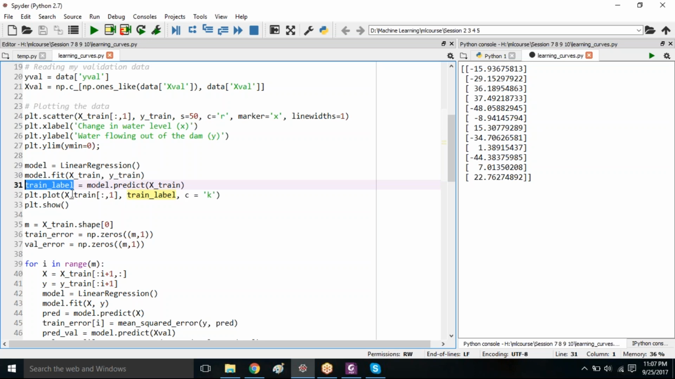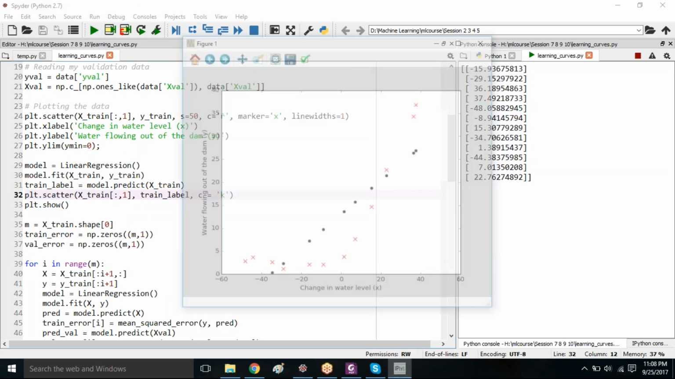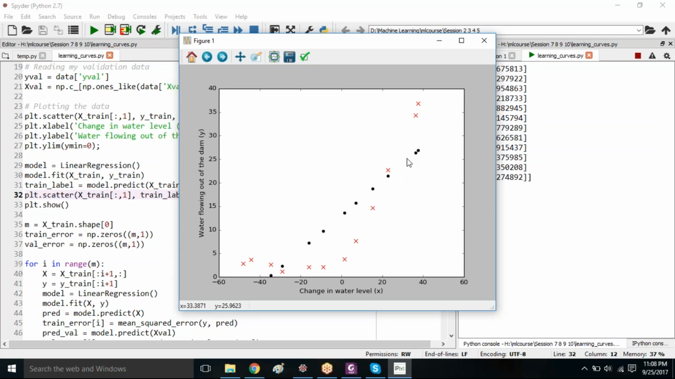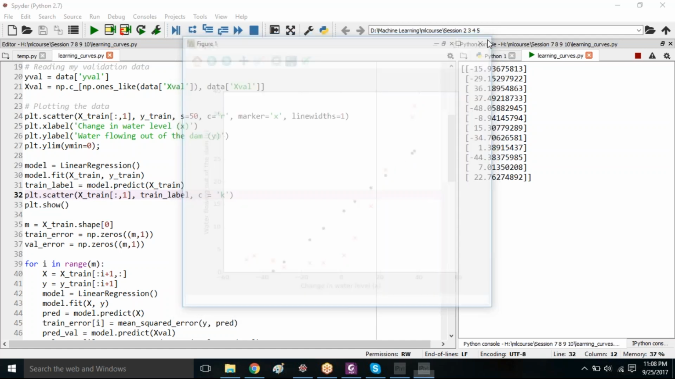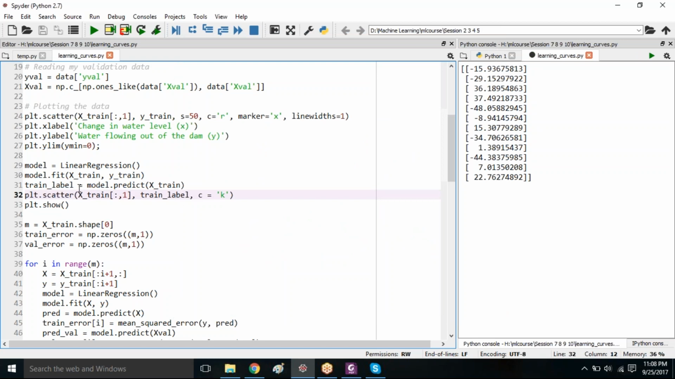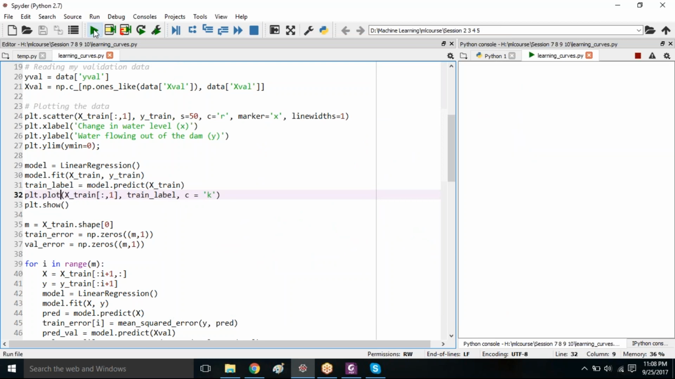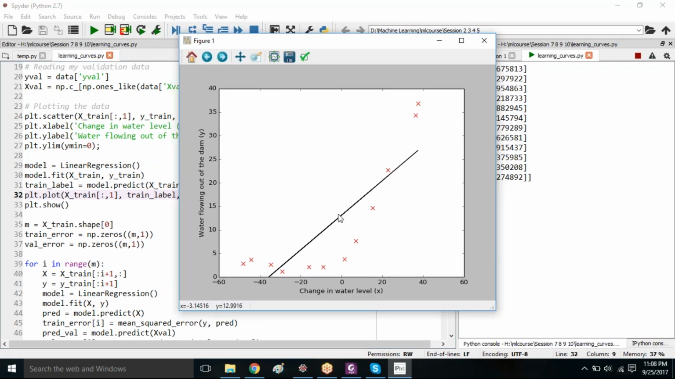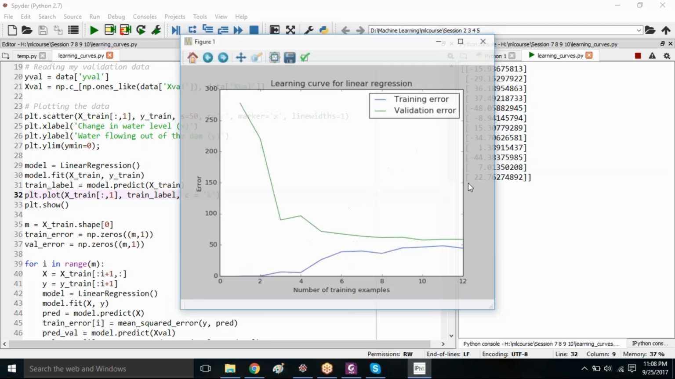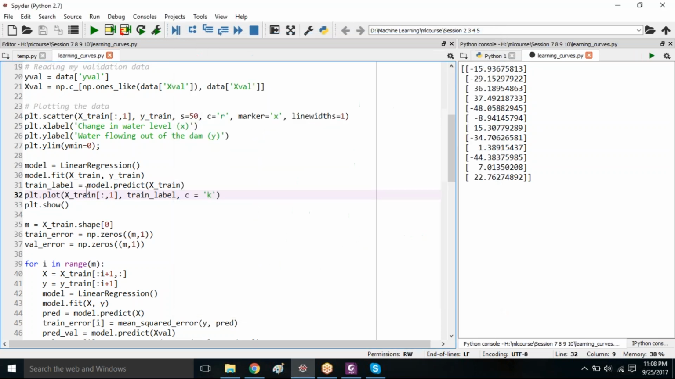If you remember, if I do a scatter, the predicted values will give you a line like this. If you plot it, it will join those points and give you the line. See this line, how is it made? This is the predicted thing. Once you do this show, the first figure comes out.